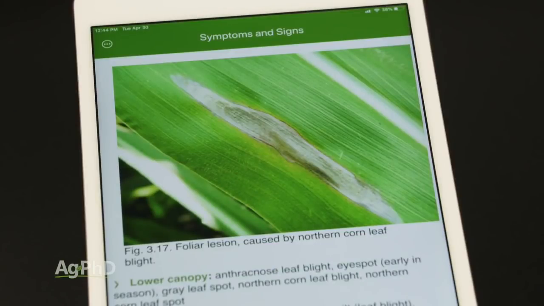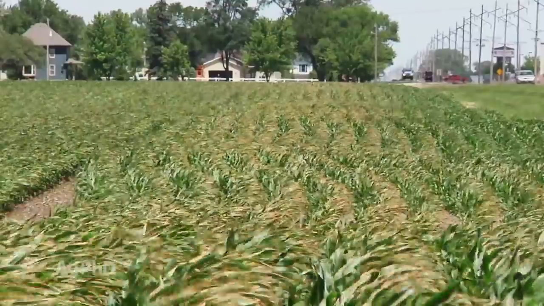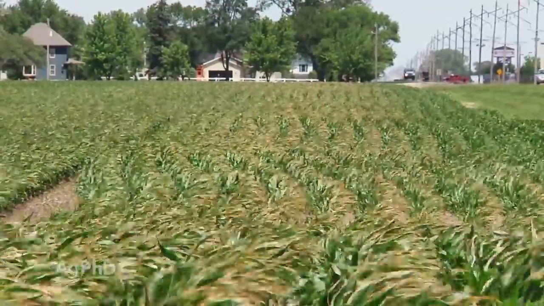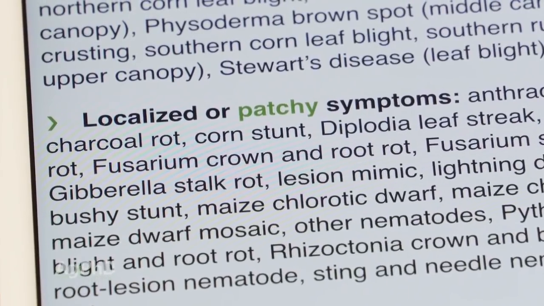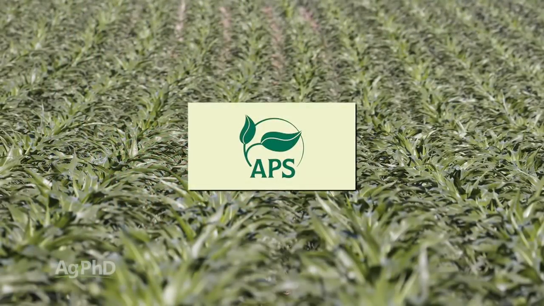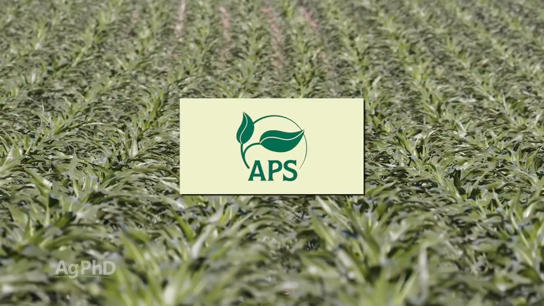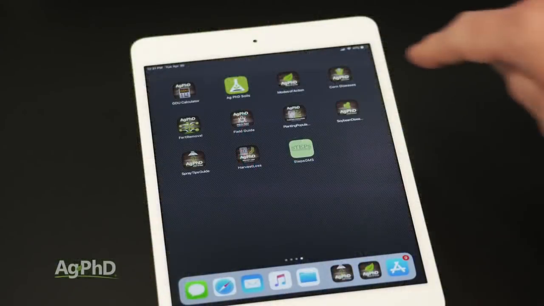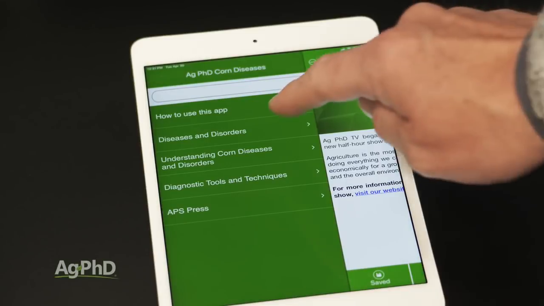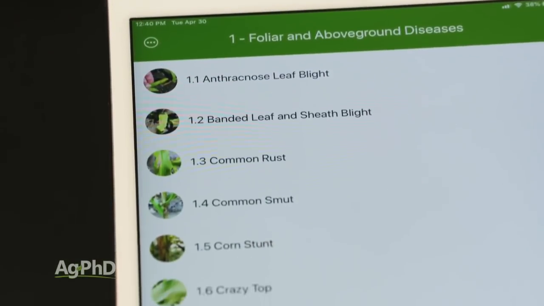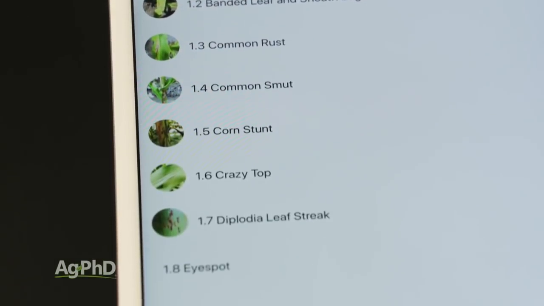All right, I'm going to make this simple for you. Generally speaking, fertility issues and herbicide issues will be in a pattern in the field. Corn diseases, not so much. A few years ago, Darren and I worked together with the American Phytopathological Society, and we developed this Ag PhD Corn Diseases app just so you would have this information for yourself on your farm to take a look at, because there are a lot of different diseases. It's kind of hard to figure that out.